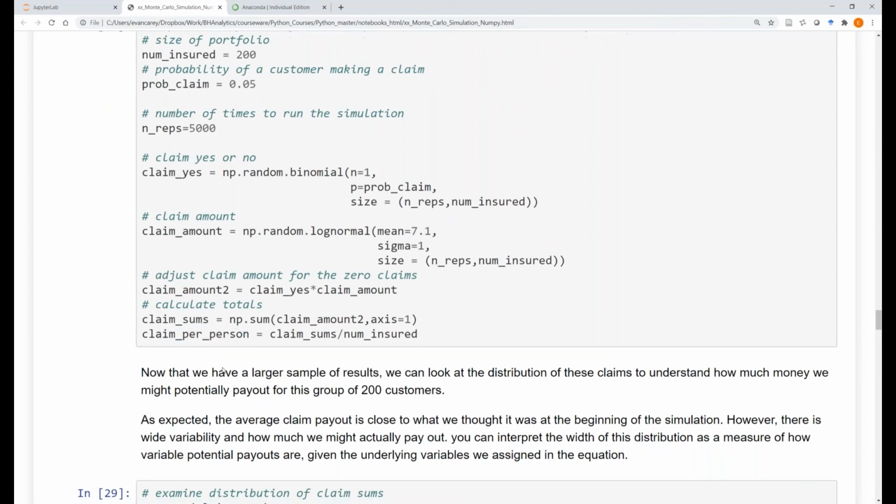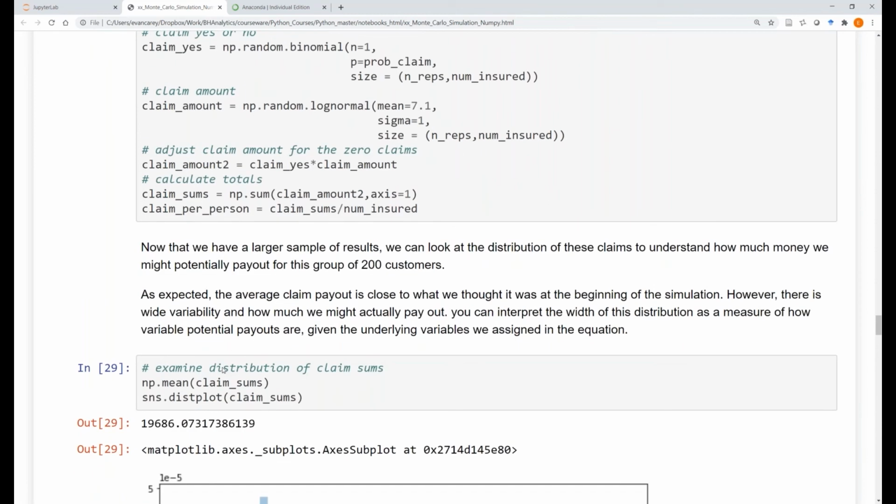All right. Once I've generated this larger sample of results, potential realities under the stochastic equation, I can look at the distribution of these claims and start to summarize business relevant questions like how much money we might potentially pay out, how infrequently we would pay out a small amount of money or a large amount of money, right? Not looking just at the average amount, but looking at the variation, the edges of the distribution.